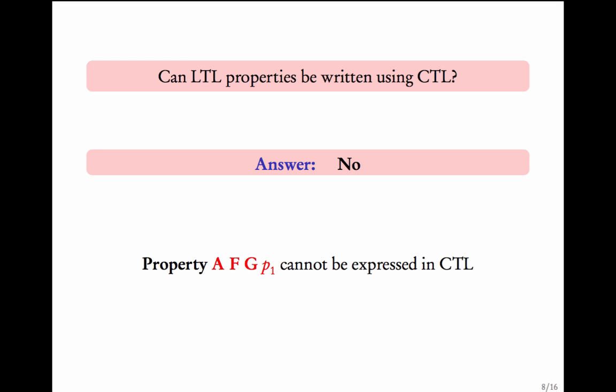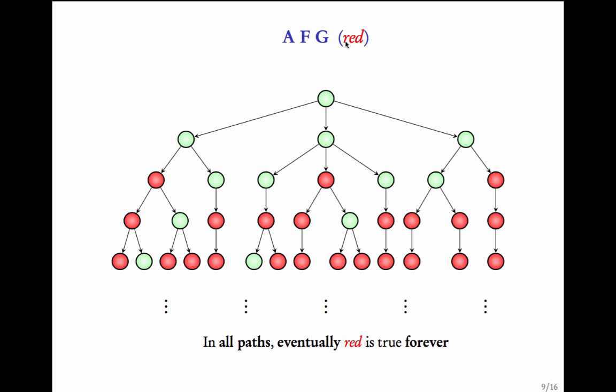I will not give the full proof, but I will give some intuition as to why this cannot be captured by certain CTL formulae. So first of all, AFG P1, let P1 be red. AFG red means that in all paths you reach a point from which red is always true. So along this path, in future sometime you would reach a point from where red will always be true. Along this path, perhaps this is the position from which red is always true, and so on. So you look at any path, you will reach a point from which red is always true. Okay, this is the property AFG red. In all paths, eventually red is true forever.